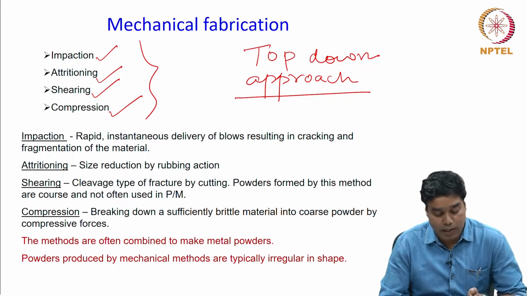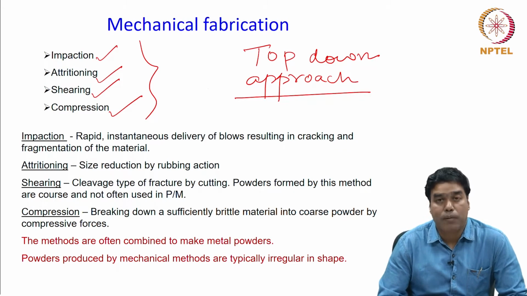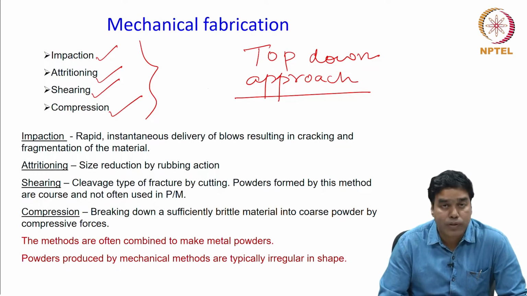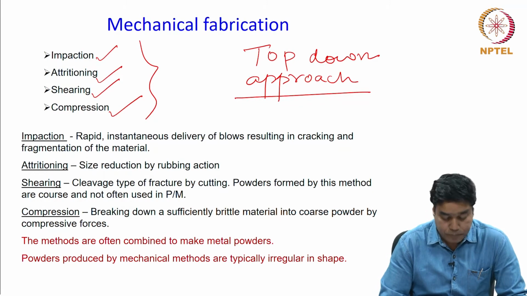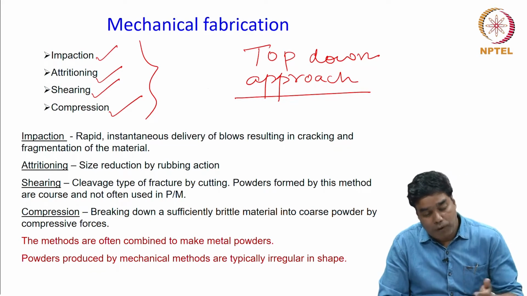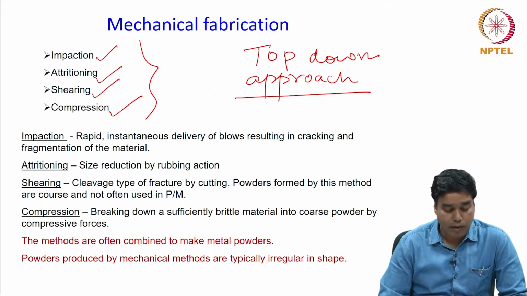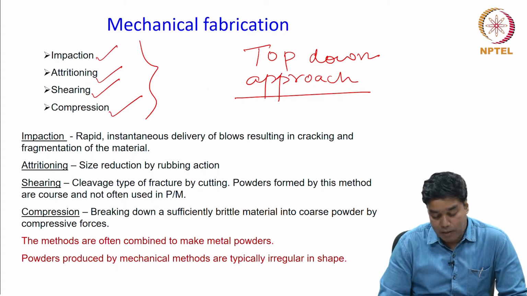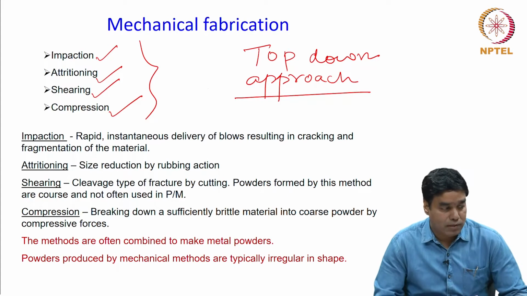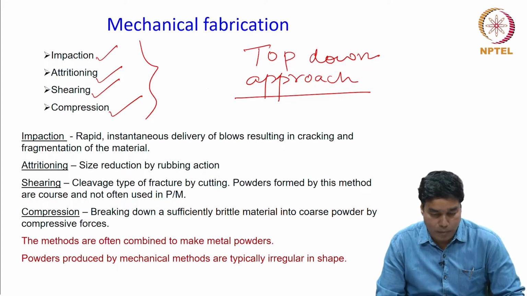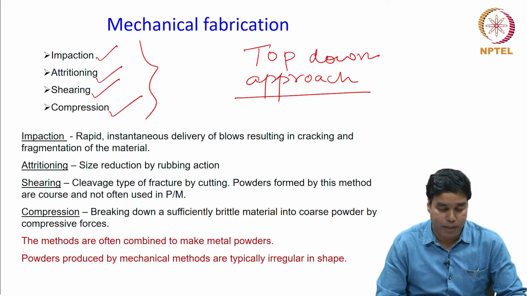Okay. And while you want to achieve a particular type of powder, often these methods are combined, so that you can get a particular type of powder, or you can achieve certain properties in the powder. And the powders which are fabricated by mechanical methods are typically irregular in shape. Okay. So, that is the typical characteristic of powders which are made by this mechanical fabrication route.